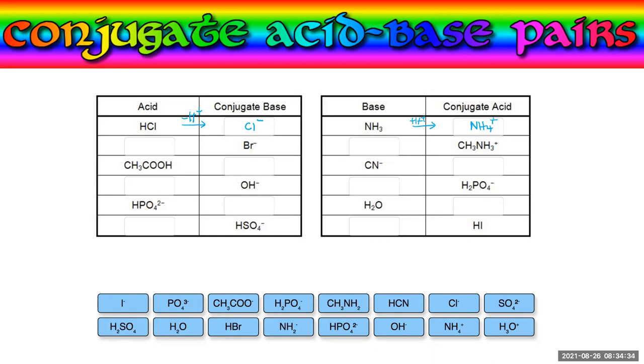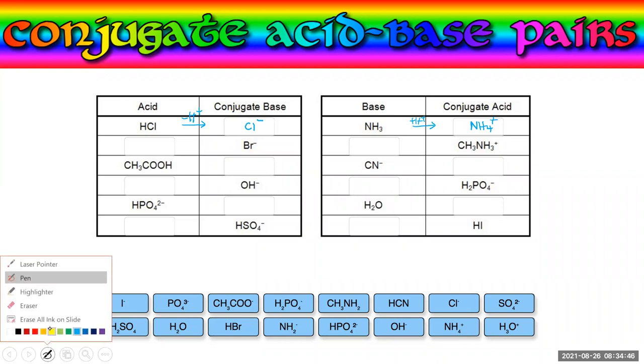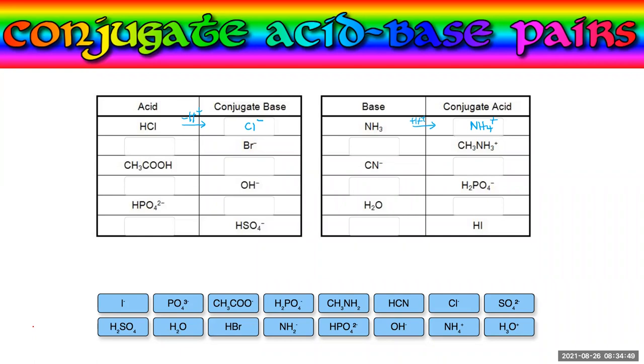All right, pause the video and have a go at the others. We are going to come back with the answers for you to check. Okay, let's do the acid table first. If the conjugate base is Br minus, to get back to the acid, we're going to need to add its H plus back. So it's going to go up by an H and up by a charge. It was charged negative one, now it's charged zero.